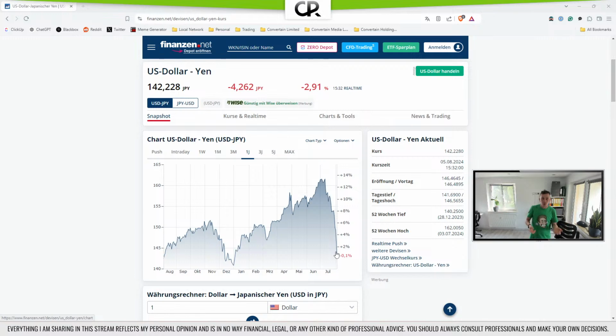Which again, with every bit the yen increases compared to the US dollar, your debt also suddenly increases because, again, you borrowed yen, but you didn't keep it. You converted it to US dollars.